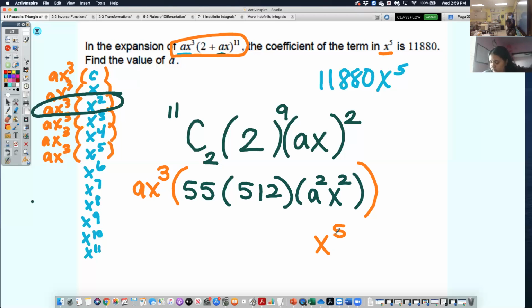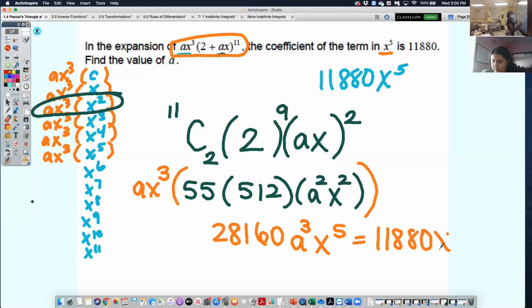What's a times a to the 2nd? Gave it away, sorry. A times a to the 2nd is a to the 3rd. And what's 55 times 512? 28,160. Yeah. This is going to be equivalent to the term, the x to the 5th term, when I actually multiply that full thing out.